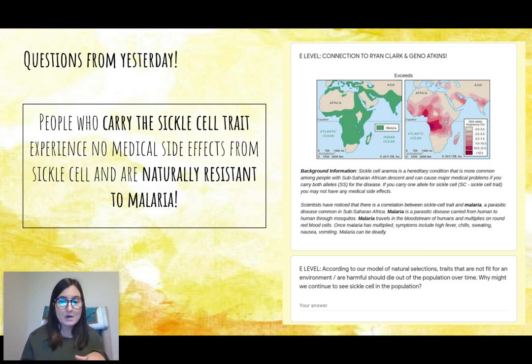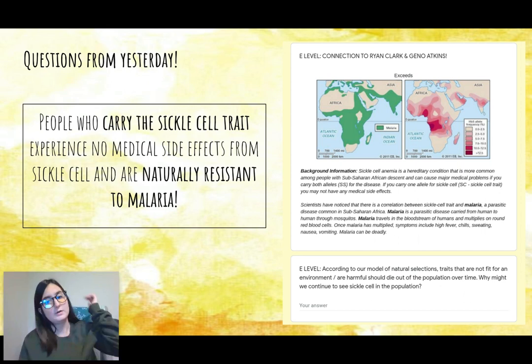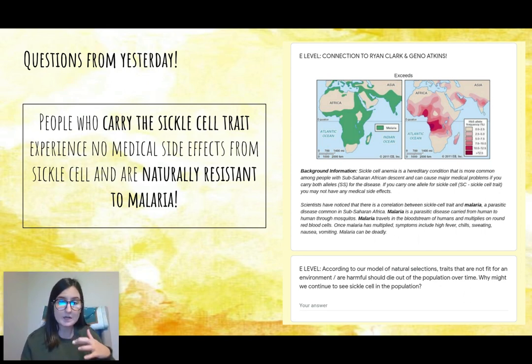According to our model of natural selection, traits that aren't fit for the environment or are harmful should probably die out of the population over time, like that light-colored moth in the dark-colored trees. Light-colored moths should die out because they don't fit in. It's not good. So why might we continue to see sickle cell in the population? You have to think about whether sickle cell could technically be a good thing when it comes to malaria. If you didn't get a chance to tackle this question yesterday, I want you to think about how sickle cell might actually be a beneficial mutation in some circumstances.